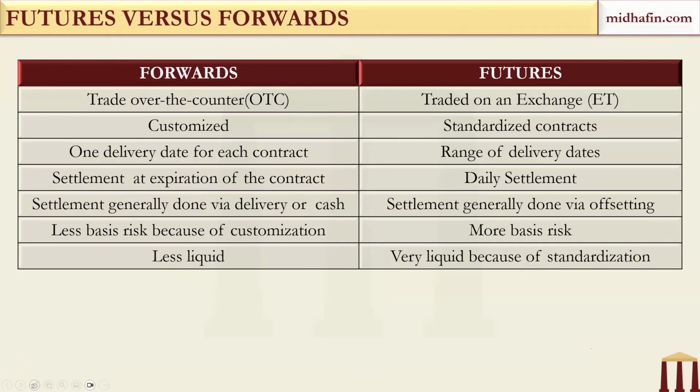Forwards are over-the-counter contracts. Futures are traded on an exchange. Forwards can be customized. Futures are standardized. Forwards have one delivery date for each contract. Futures can have a range of delivery dates.